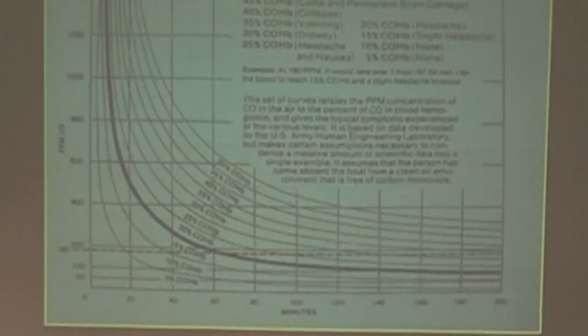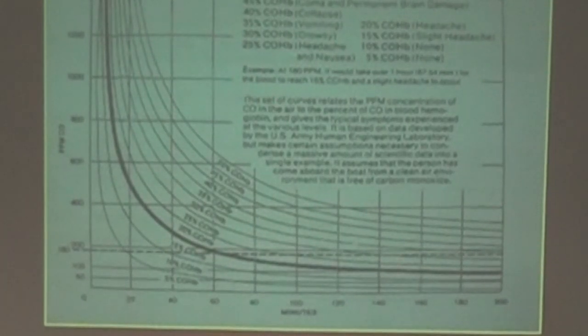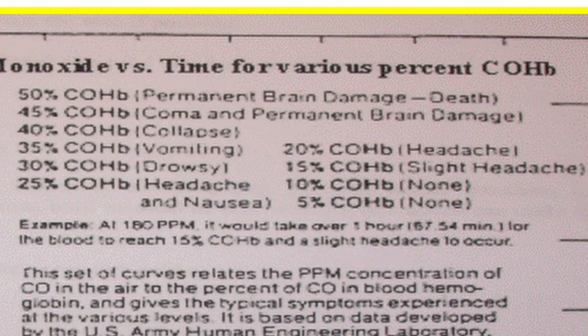You notice that there's one curve here that's blacker than all the others. Okay? That's the 15% curve. That's the one where things begin to get dangerous and symptomatic. Now, you have this on your handout, and it reads off here the percent carboxyhemoglobin: no symptoms at 5, 10 no symptoms, 15 slight headache, and so on.